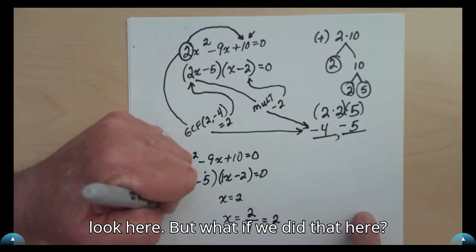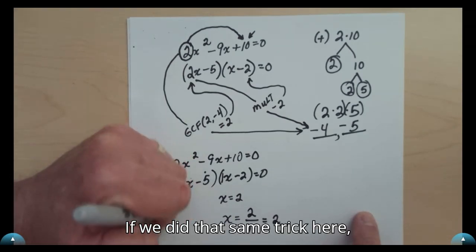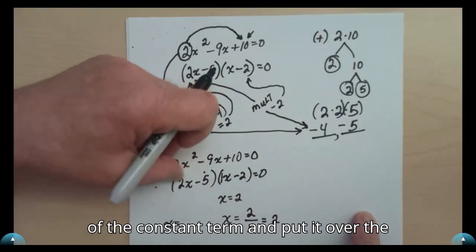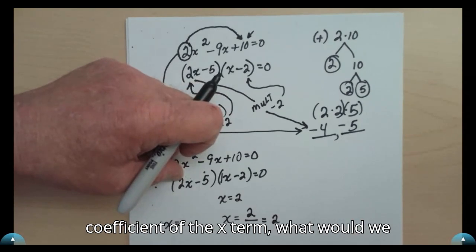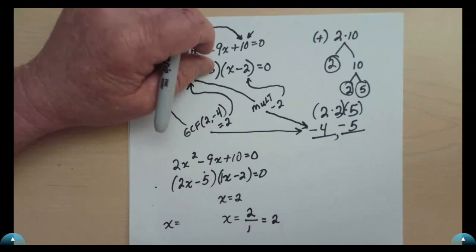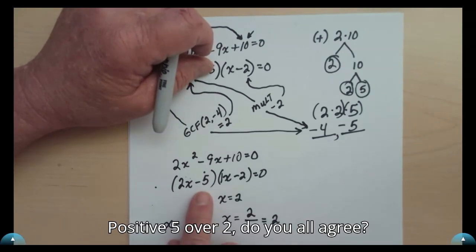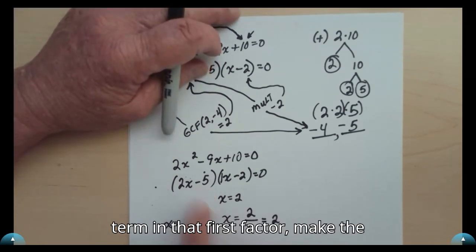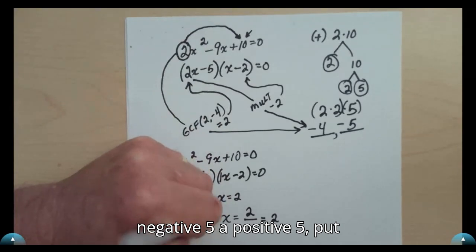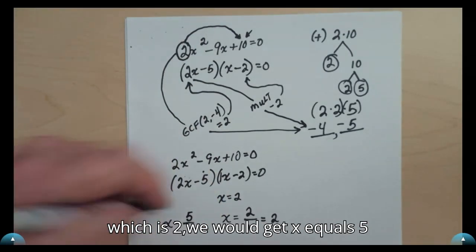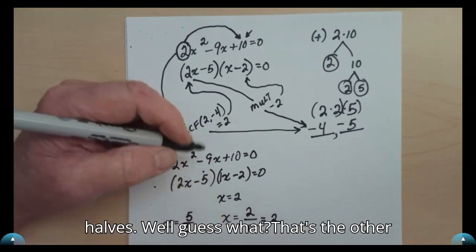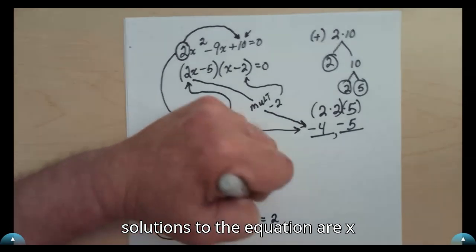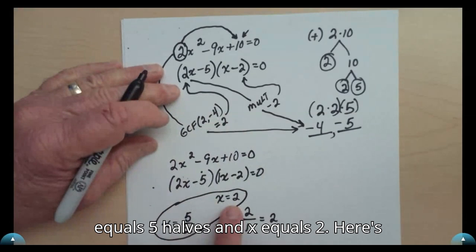Now, obviously doing that's overkill because you can just look here. But what if we did that here? If we did that same trick here, if we just reverse the sign of the constant term and put it over the coefficient of the x term, what would we get? +5 over 2. Do y'all agree? If we make that -5, the constant term in that first factor, a +5, and put it over the coefficient of the x term, which is 2, we would get x equals 5/2. Well, guess what? That's the other solution to the equation. So the two solutions to the equation are x equals 5/2 and x equals 2.